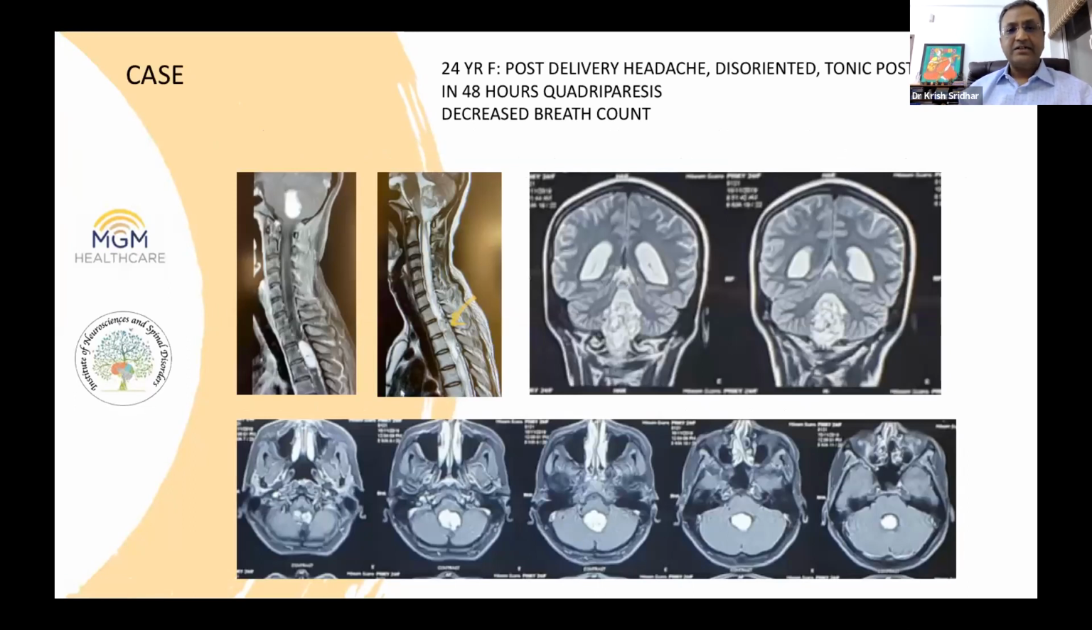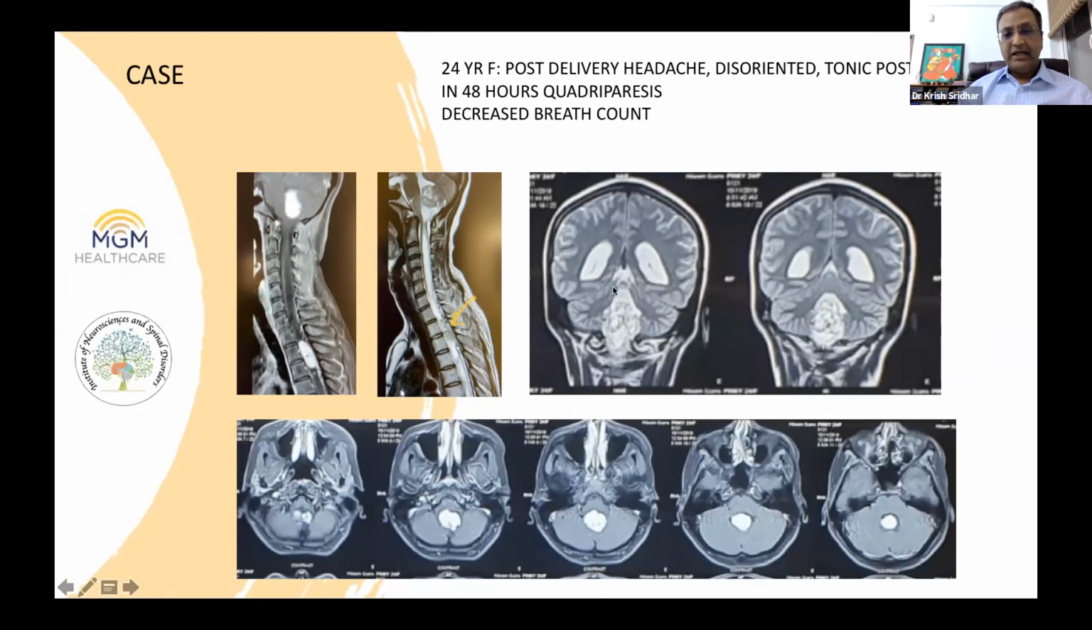Now, just some cases of hemangioblastomas in different areas of the cerebellum and CP angle in the posterior fossa. This is a patient, a 24-year-old lady with a post-delivery headache. She became disoriented, then developed tonic posturing, and in 48 hours developed quadriparesis and difficulty in breathing. Now, this was a case of an undiagnosed VHL complex. We found one lesion in the region of the vermis and in the region of the obex, bordering onto the fourth ventricle, and one more in the upper thoracic spine.